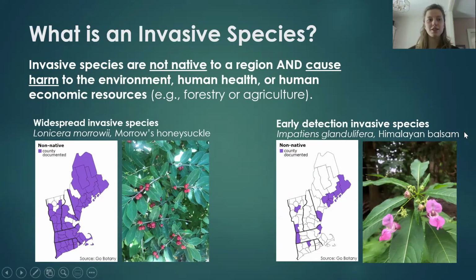First, we're going to define what an invasive species is, because the term invasive does get thrown around a lot, and we also hear terms like native, non-native, weed, even to describe plants. So we want to be really clear on what kinds of plants we're talking about so that you understand the problems that these plants can really cause. An invasive species is one that is not native to a region and causes harm to the environment, human health, or human economic resources.